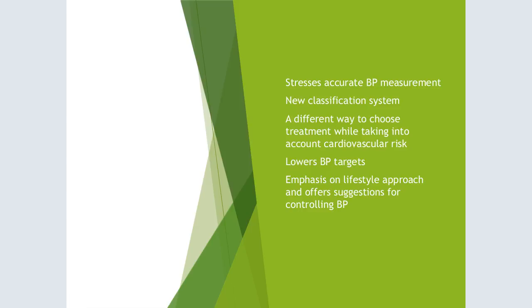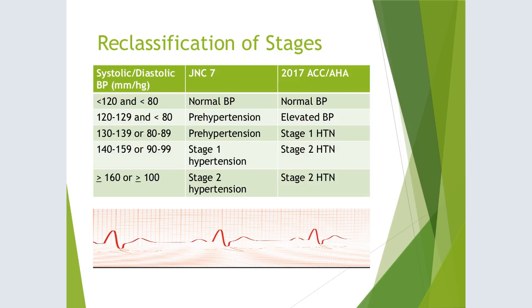So the five things that these new AHA ACC guidelines do for us: they stress accurate blood pressure measurement, hugely important. Are we taking it the right way? Are they taking it the right way? Do we know what we're doing? They give us a new classification for blood pressure. What is high blood pressure? What is not? They give us different ways to choose treatment while thinking about cardiovascular risk factors for this patient. They lower the target BPs and put an emphasis on lifestyle approach first while offering suggestions for controlling blood pressure.